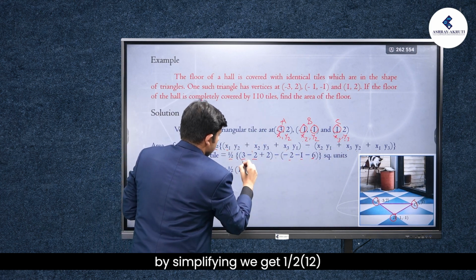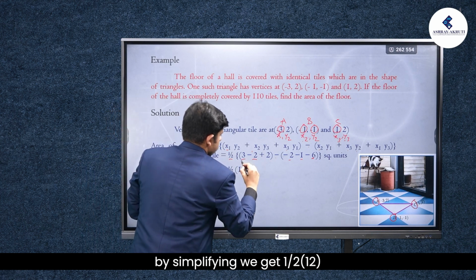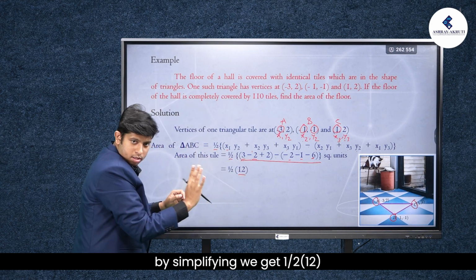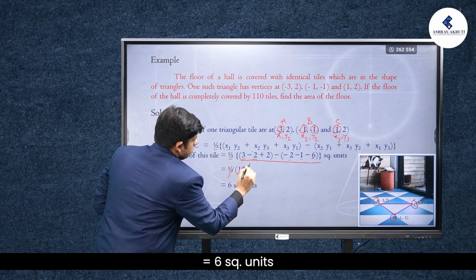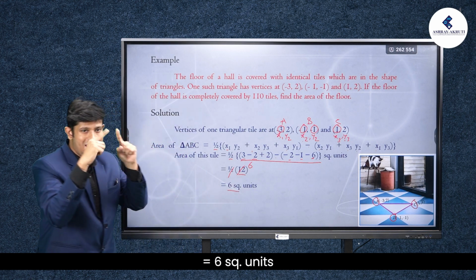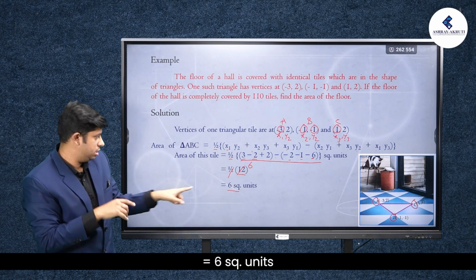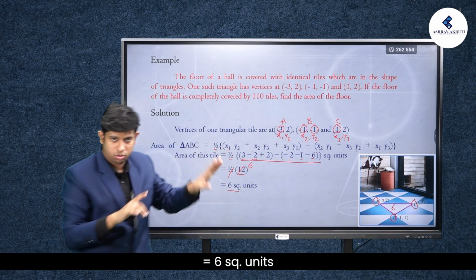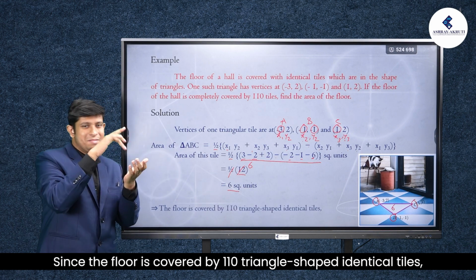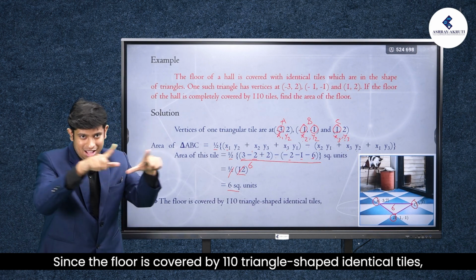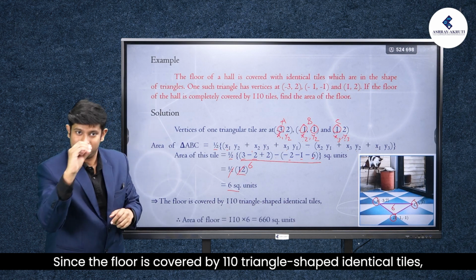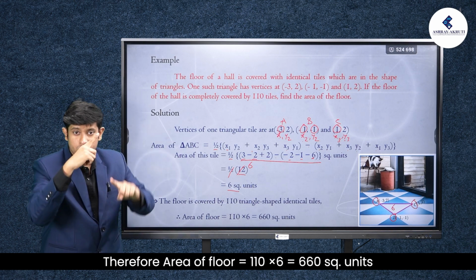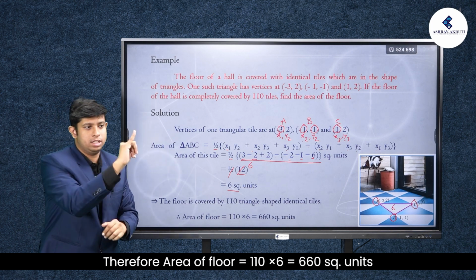By simplifying, we get half into 12. That is equal to 6 square units. Since the floor is covered by 110 triangle shaped identical tiles, therefore area of floor is equal to 110 into 6, that is equal to 660 square units.